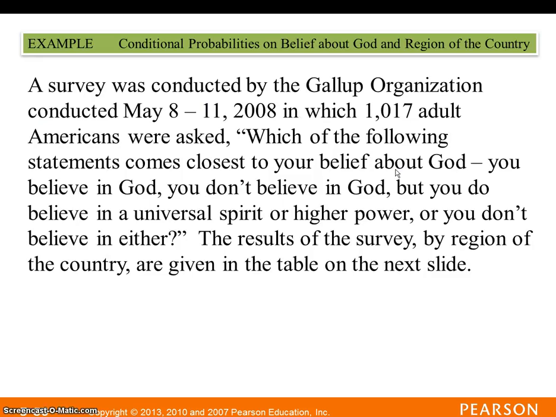So let's look at an example. A survey was conducted by the Gallup organization in which 1,017 adult Americans were asked which of the following statements comes close to your belief about God: you believe in God, you don't believe in God but you do believe in a universal spirit or higher power, or you don't believe in either. The results of the survey by region of the country are given in the next slide.